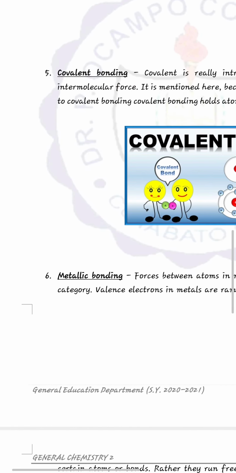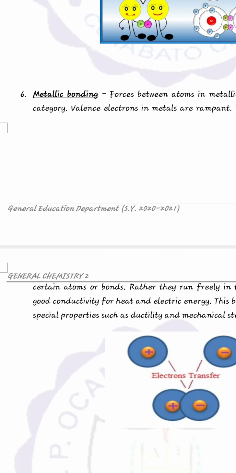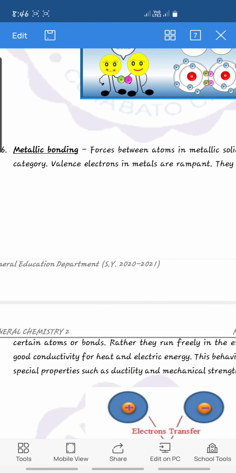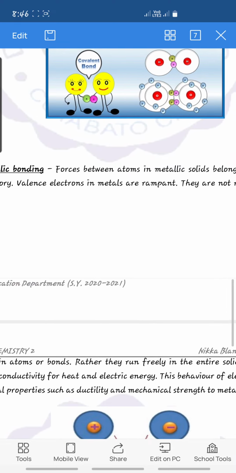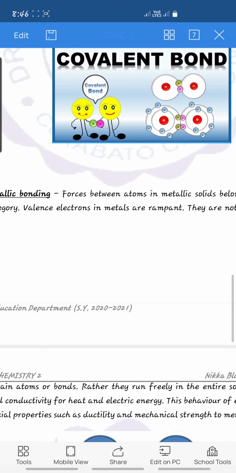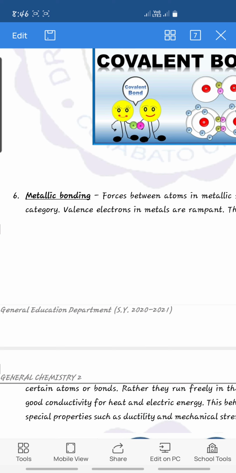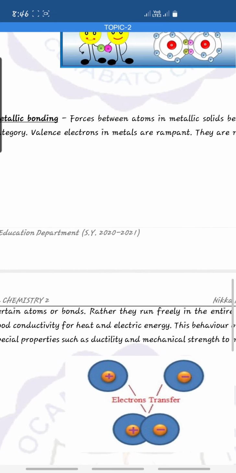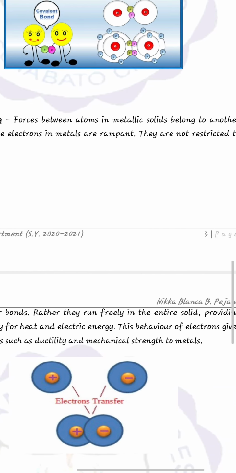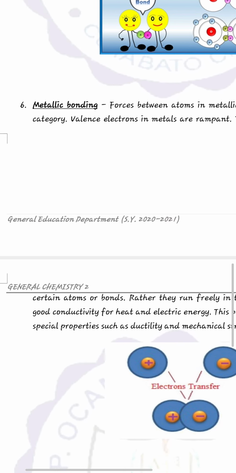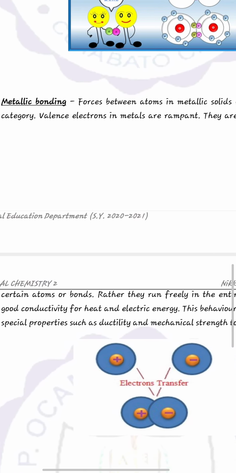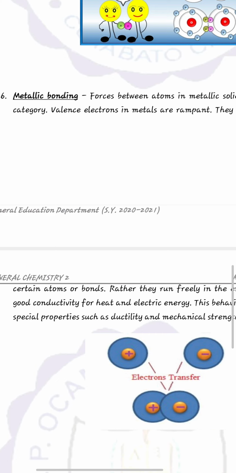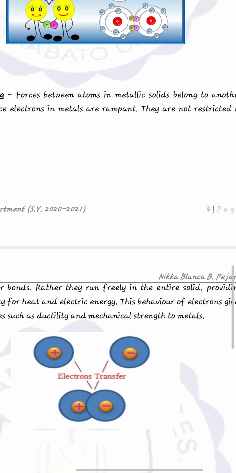Okay, so let's proceed now to the sixth part of the prominent types of intermolecular forces. Metallic bonding. Forces between atoms in a metallic solid belong to another category. Valence electrons in metals are rampant. They are not restricted to certain atoms or bonds. Rather, they run freely in the entire solid, providing good conductivity to heat and electric energy. This behavior of electrons gives special properties such as ductility and mechanical strength to metal.